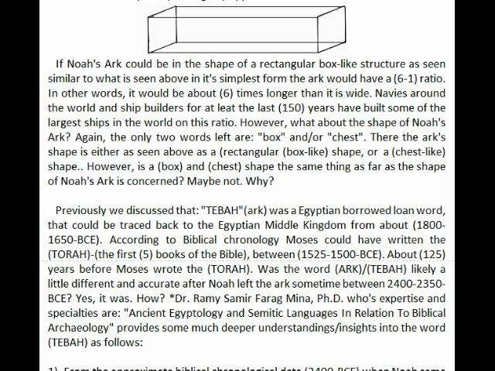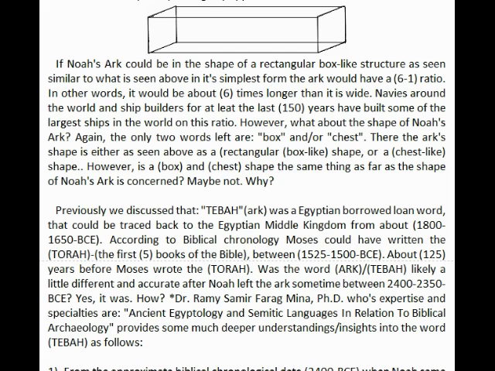If Noah's Ark could be in the same shape of a rectangular box-like structure as seen, similar to what is seen above, in its simplest form, the ark would have a 6-to-1 ratio. In other words, it's 6 times longer than it is wide. Navies around the world have been using this ratio for over 150 years to build some of the world's largest ships.